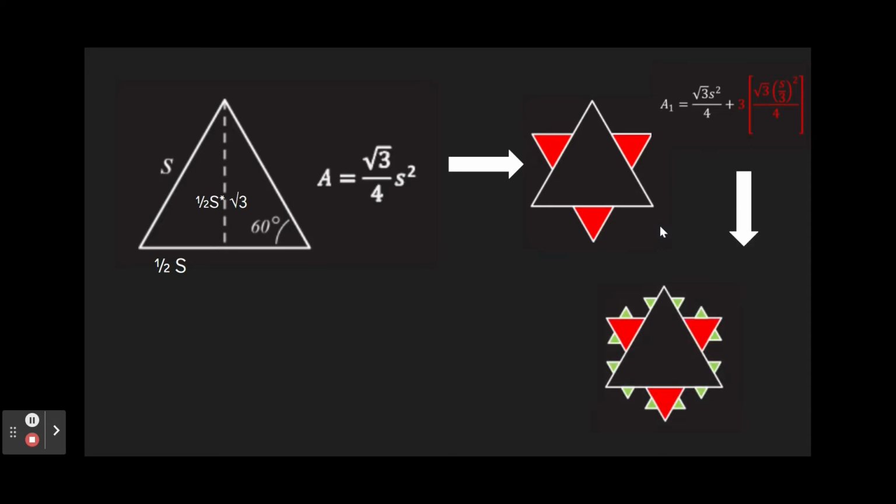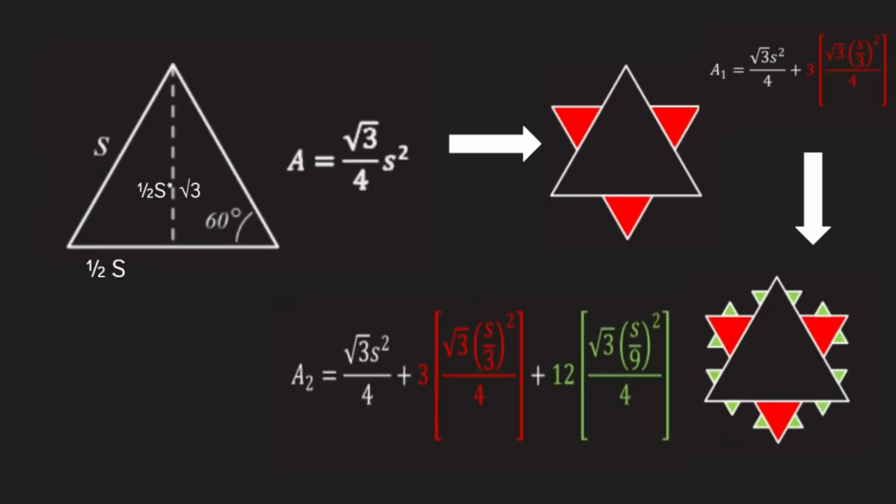The same thing is applied here for the green triangles. There are 12 of them, so we multiply by 12, and each of its sides is 1/9 of the original s. This can be simplified by pulling out this common term of the equation. When we break it down more, we find that the limit of the area of the Koch snowflake is around 8/5 of its original area.